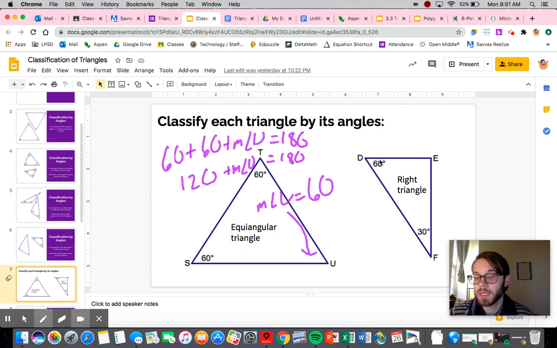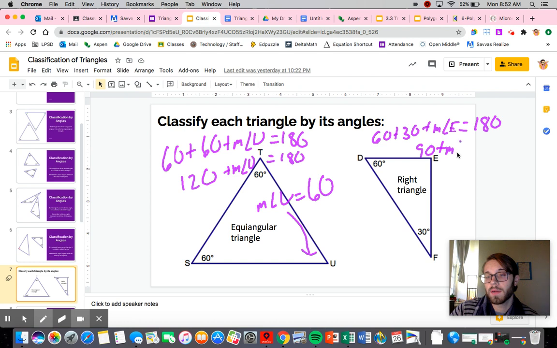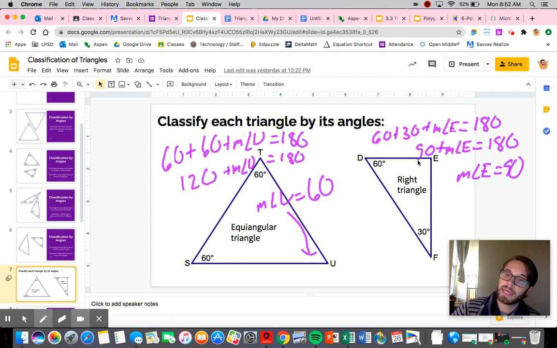We could do the same reasoning over here. We could say 60 plus 30 plus the measure of angle E is equal to 180. So we get 90 plus the measure of angle E is equal to 180. Measure of angle E then is equal to 90. All right. So because it's 90, we have a right angle. And because we have a right angle, this is a right triangle.